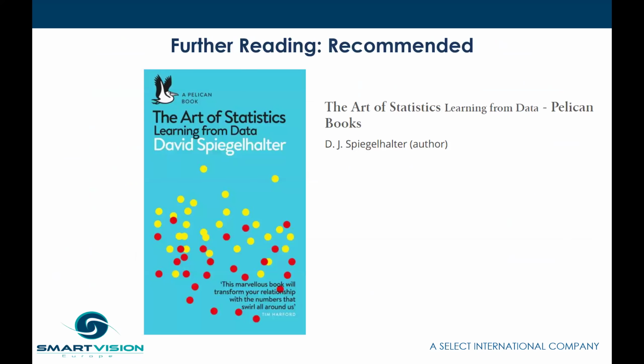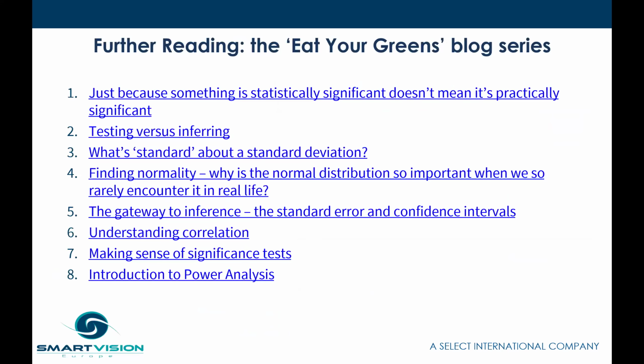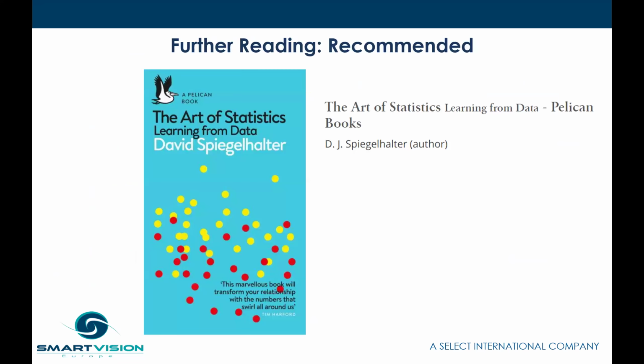Okay, let's take this up to the end there, just so you're aware that there is some further reading you can do. There's a little blog series that we've got here, and it goes into this in more detail, talks about differences between testing and inferring, what's so standard about a standard deviation, looks at normality, why normal distribution is so important, and lots of other interesting things. We also recommend a great book by Professor David Spiegelhalter called The Art of Statistics. It's a really useful, gentle introduction to statistics and takes you up to all the things that we've discussed here and talks about them in detail.